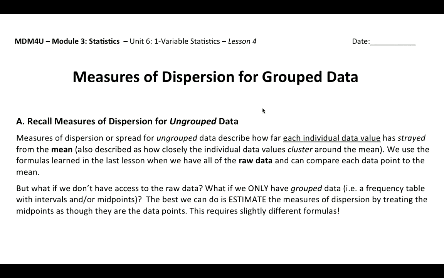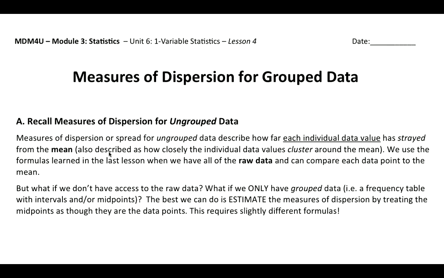So data that we have where we've got things in intervals, because no raw data. Just like we had the question, how do you find a mean when you've got grouped data? How do you find a standard deviation when you've got grouped data?